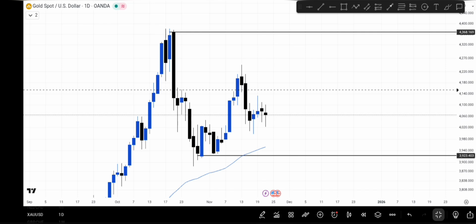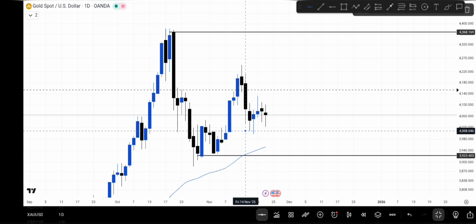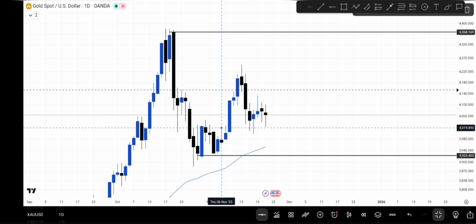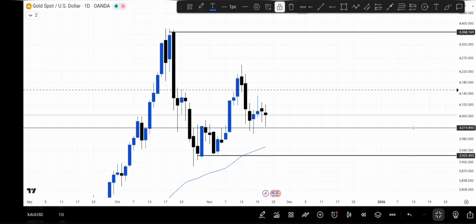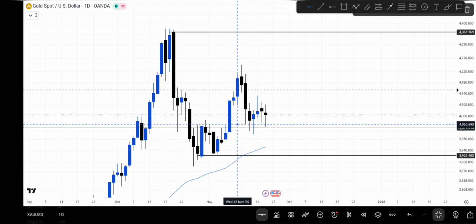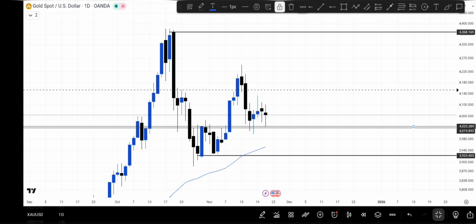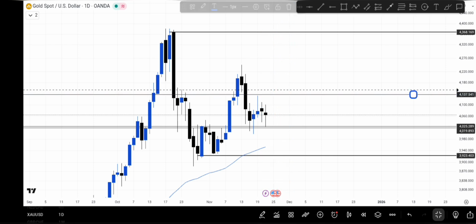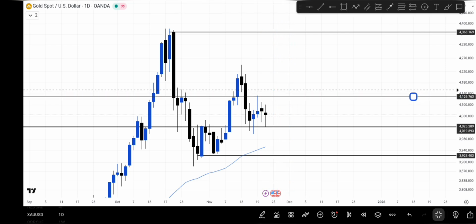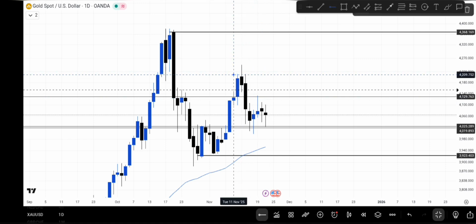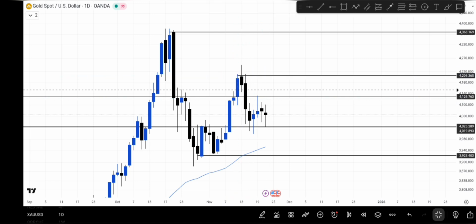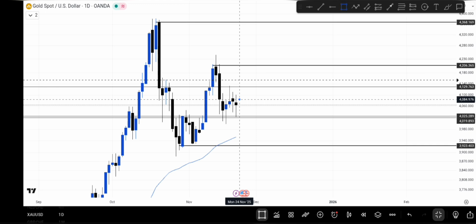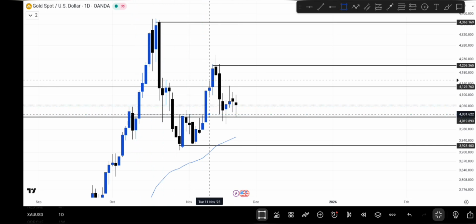So for now, let me start marking the support and resistance levels. This level here is a strong level. This level also is a strong level. And then guys, this level at this point. Also I want to mark out this high here. Since that is all done, let me just make sure this zone is well marked.